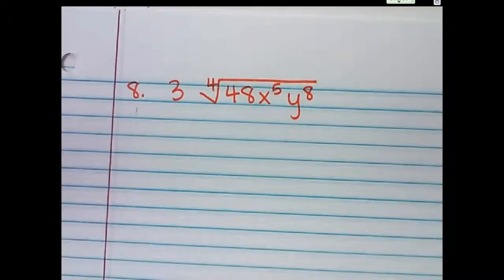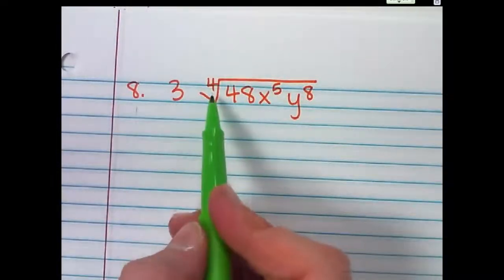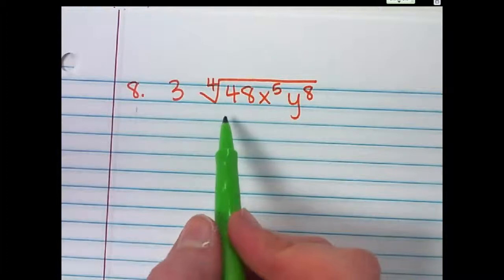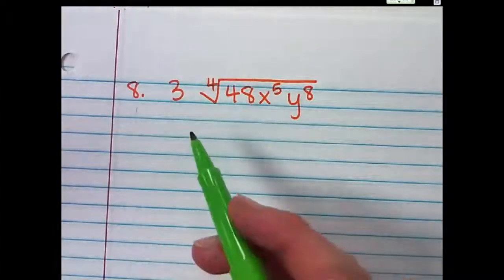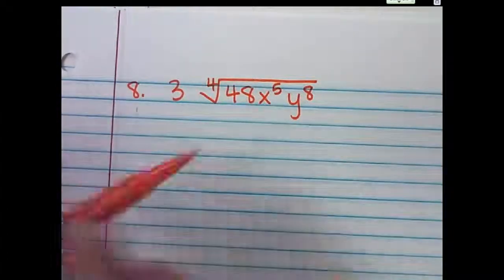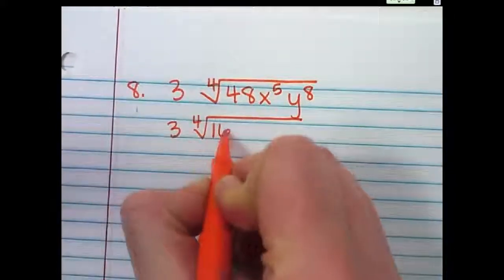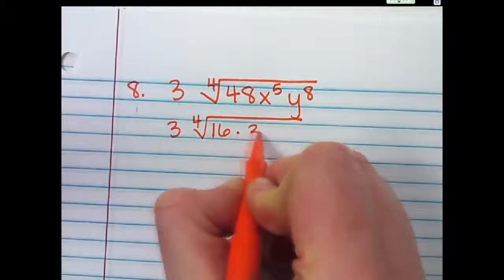Okay, so we have a fourth root. So which one of our perfect fourths, all fours, 16 times. Good. 16 times 3. So I have 3 fourth root, and I'm breaking 48 up into 16 times 3.